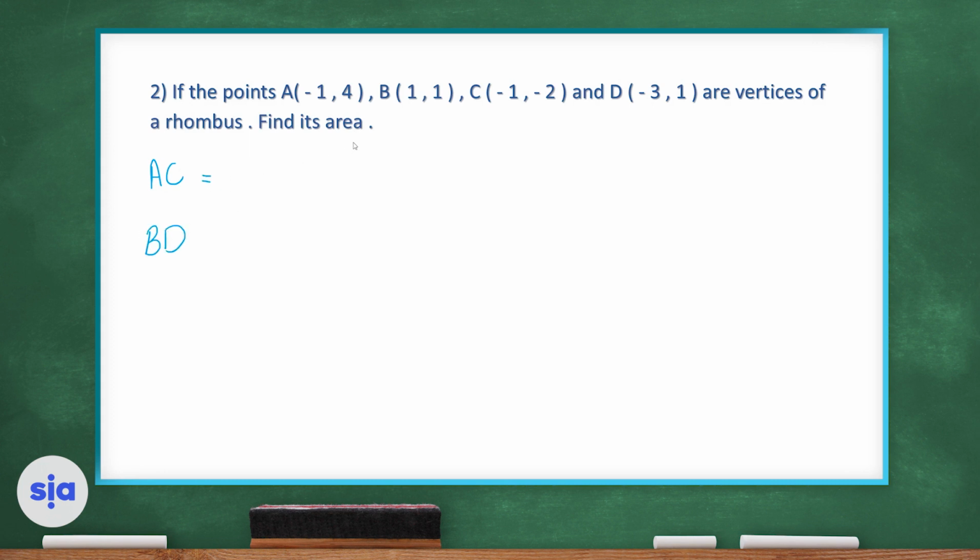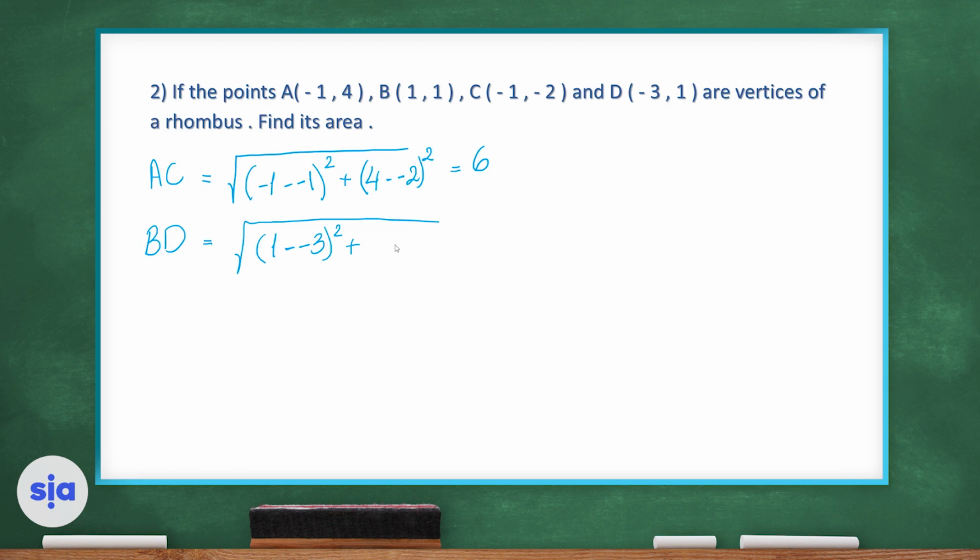So, to find the length of AC, it's square root of -1 minus -1 all squared plus 4 minus -2 all squared, which is 6. And the length of diagonal 2, which is BD, will be square root of 1 minus -3 all squared plus 4 minus 1 all squared, then it's equal to 4.